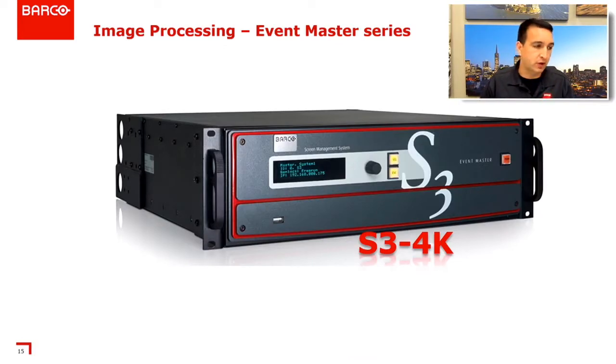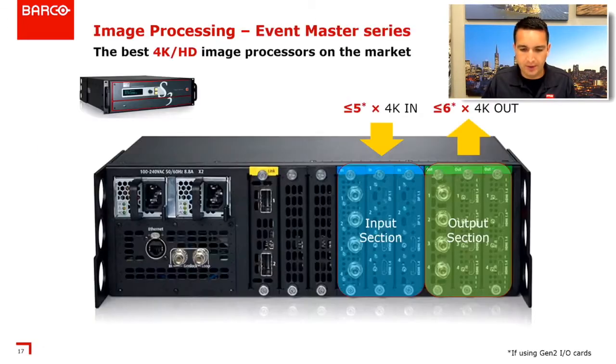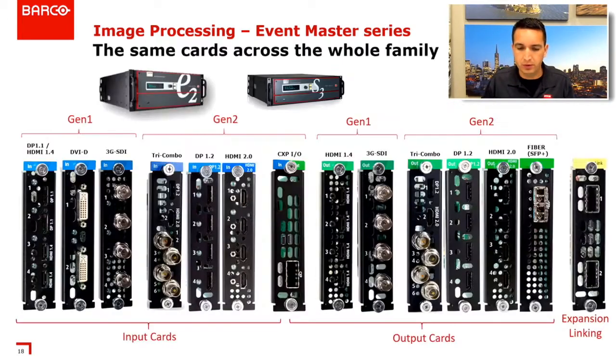So the S3, again, is essentially the same box, just less capacity, which is not necessarily a bad thing, right? Here's a data sheet on that, so refer to this later if you like. When we talk about the S3 4K, it can take up to 5 4K in and output up to 6 4K out. So we'll get to talking about that later.